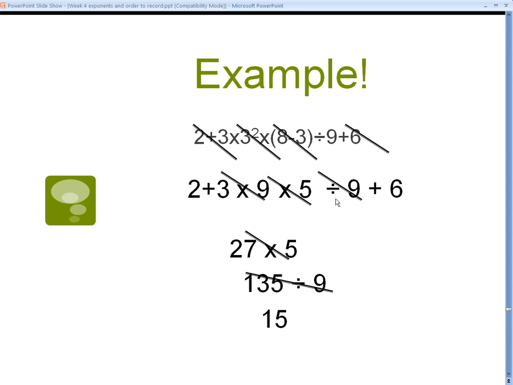I get 15 there. Again, I took this big chunk out of the middle, so I'm just going to write down my numbers that are left. My plus 15, and then I had a 2 there, and then the plus 6. So everything else in the middle is done, and I need to now use those, which is 2 plus 15 is 17. I'm sorry, well, plus 6 is 23.